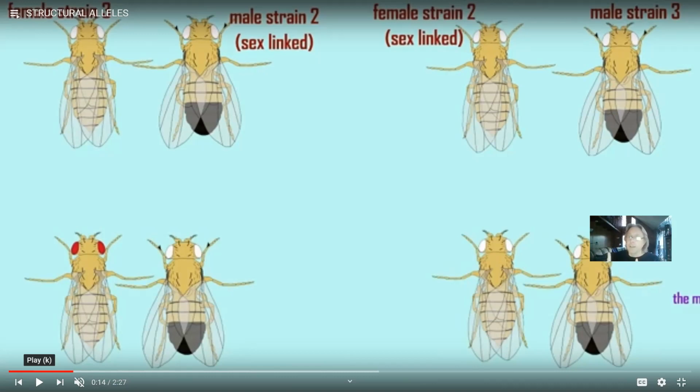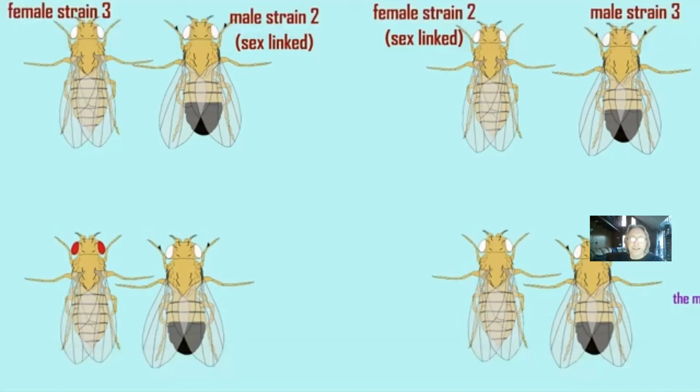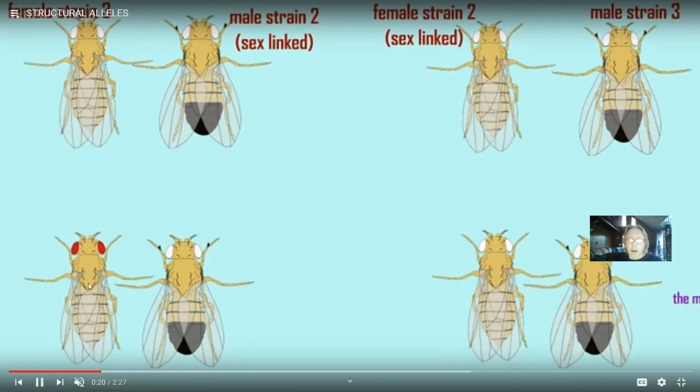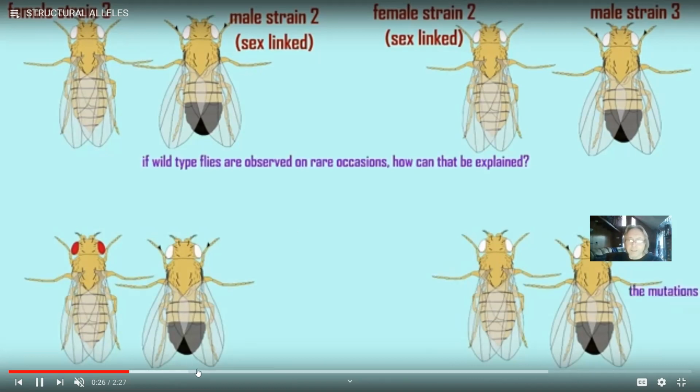So there could be a difference between, say, the beginning of a gene and the end of a gene. So if you can have two mutations in the same gene, are they in the same spot or are they in different spots? Well, make your heterozygotes. And now the question is, do you rarely observe a red-eyed fly? If you do, how could that be explained?